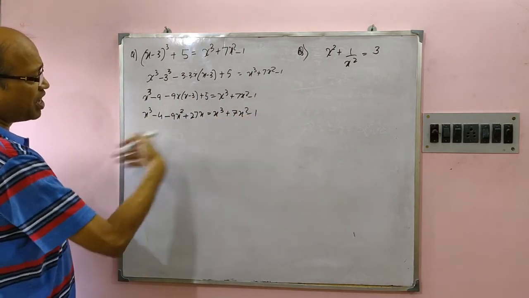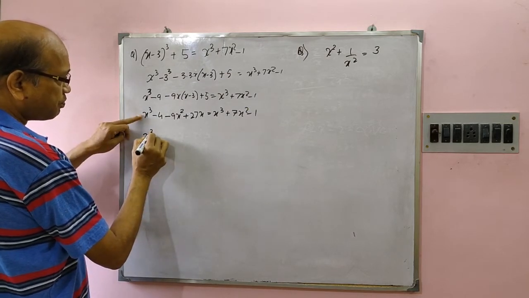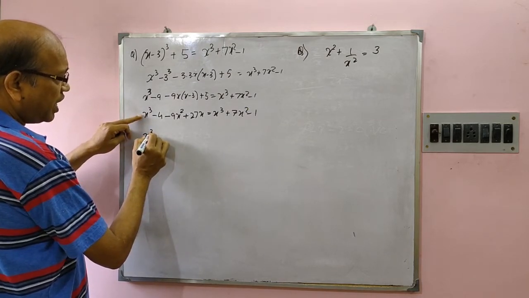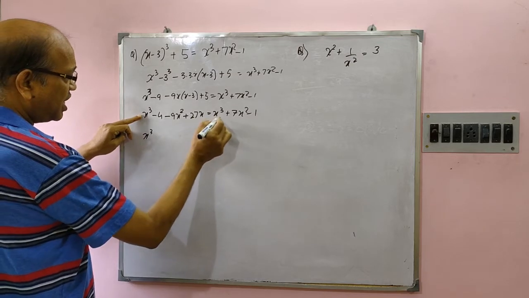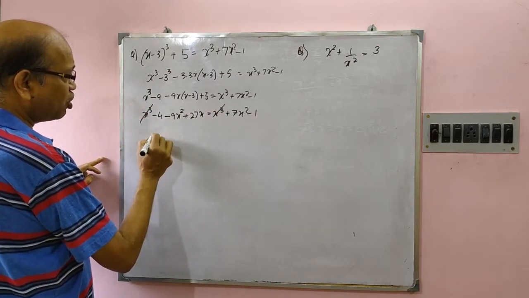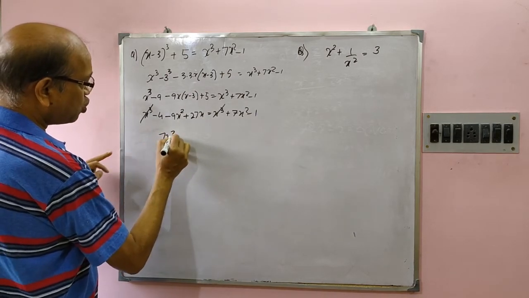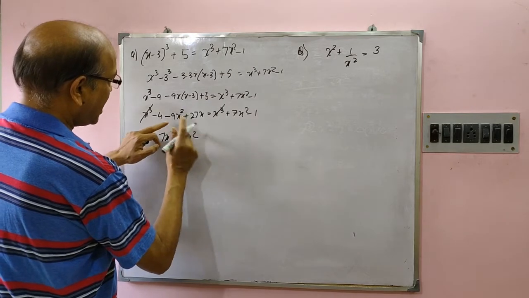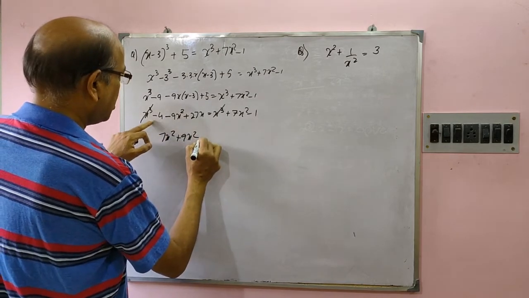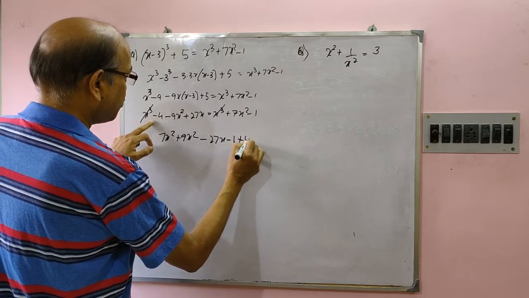I see here, bring everything to one side. So what I get here? x cube here, then x cube gets cancelled. So what I am left with here is your minus 9. I take all this side here. 7x square plus 9x square minus 27x minus 1 plus 4 equals to 0.